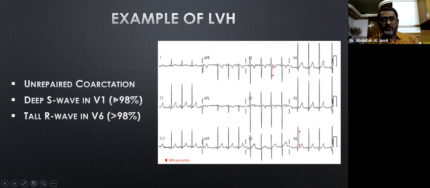This is an example of an unrepaired coarctation patient with a deep S wave in V1 and tall R wave, more than the 98th percentile. So it's an example of left ventricular hypertrophy.